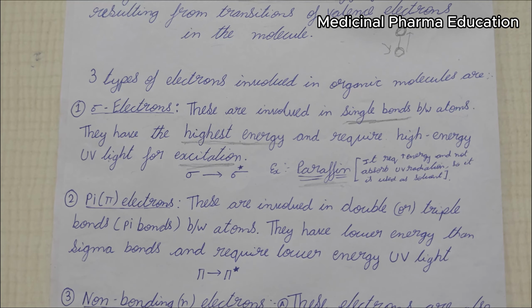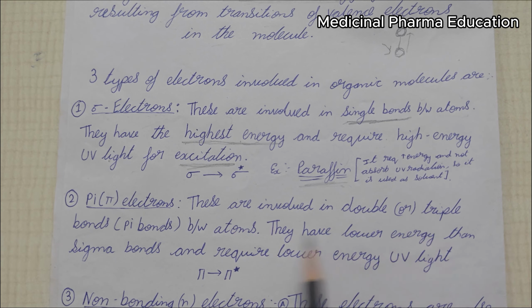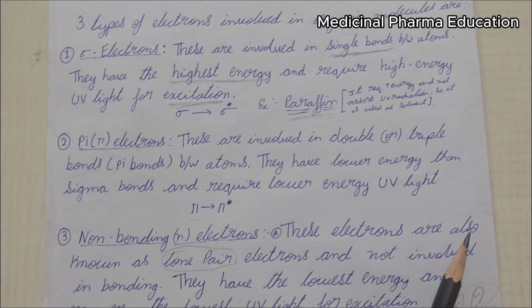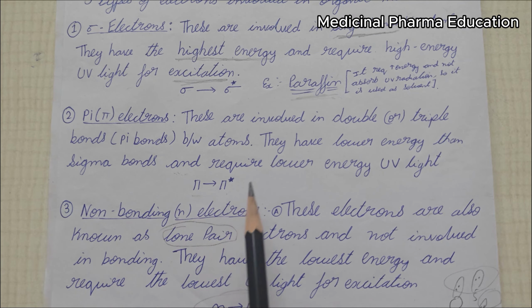Next, the pi bond. They are involved in double bonds or triple bonds, the pi bond between the atoms. They have lower energy than the sigma bonds and require lower energy of UV light for transition of pi to pi star, sigma to sigma star. Pi type occurs in unsaturated compounds. Remember it. Add one point.